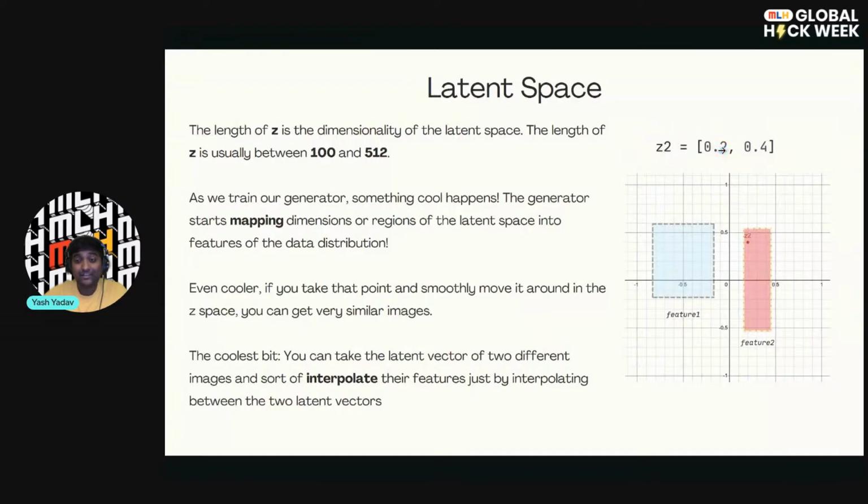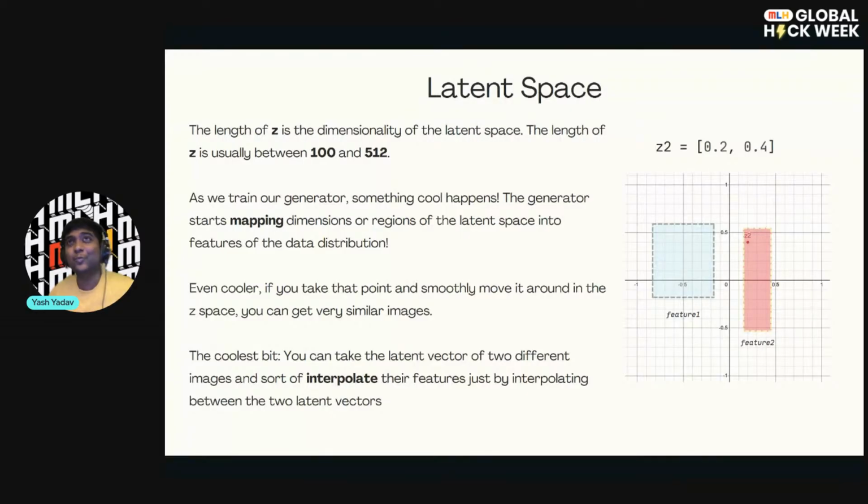This particular latent vector. So again, what we're doing is we are mapping all the possible values of Z in a big space. Okay. So something really cool happens when we are training our generator. As we train our generator, what happens is the generator starts mapping dimensions or regions of the latent space into features of the data distribution.